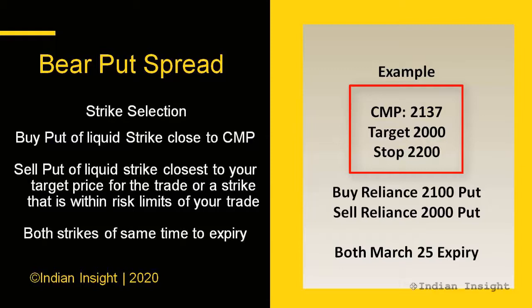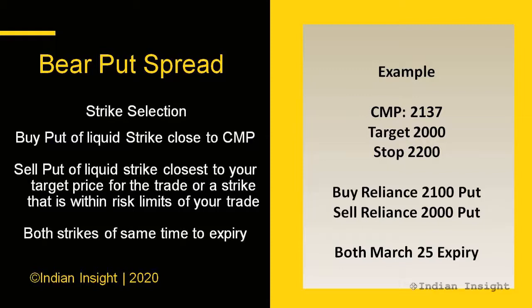So for example, the 2100 strike put option is pretty liquid and it is the nearest strike to the current market price, so we can go long the 2100 strike put option. This will be the first leg of our bear put spread. For the second leg, we can sell a put option with a strike close to the target price of around 2000, assuming that there is enough liquidity for that strike price. In case of Reliance, since the 2000 put option is liquid, we can sell the put option of this strike. So by buying the 2100 put and selling the 2000 put, we have created a bear put spread.